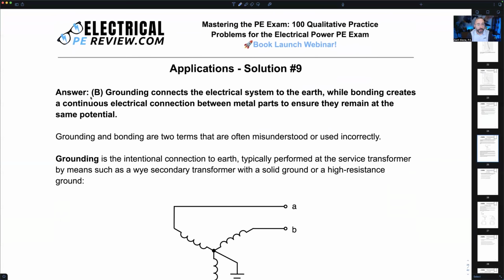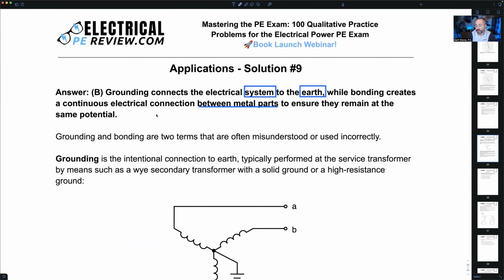So here's the answer. B, grounding connects the electrical system, keyword, the system, to Earth. What's the easiest way to think about that? I think grounding, I think where my feet are, right? My feet connect me to the Earth. So when we ground the system, we're connecting the system to Earth. It's like the feet or the legs of our electrical system. And then bonding creates a continuous electrical connection, keyword, between metal parts to ensure that they remain at the same potential.